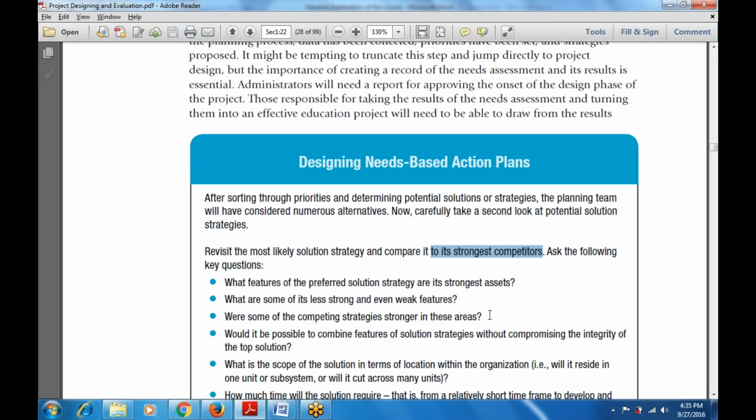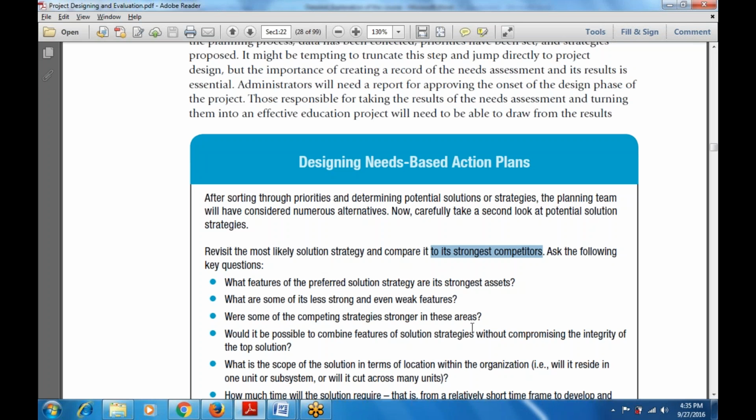The first question is: what features of the preferred solution strategy are its strongest assets, and what are some of its less strong and even weak features? What are the strong features and the weak features here, and which competitive strategies are stronger in this area?